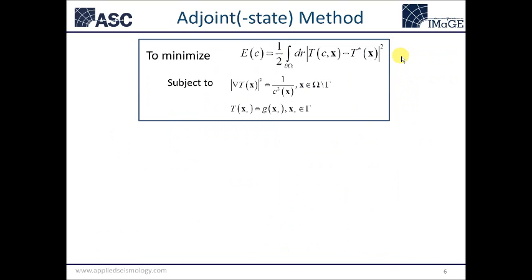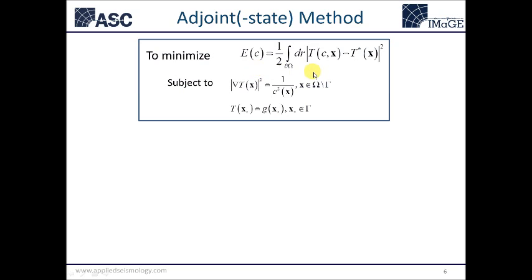The objective function is defined as the differences between the calculated travel time and the observed travel time. So to optimize or minimize this objective function under an equality constraint, the usual way is to use a Lagrangian variable, lambda, times the left-hand side minus the right-hand side, and add this term back to the objective function to form a new objective function without constraint.